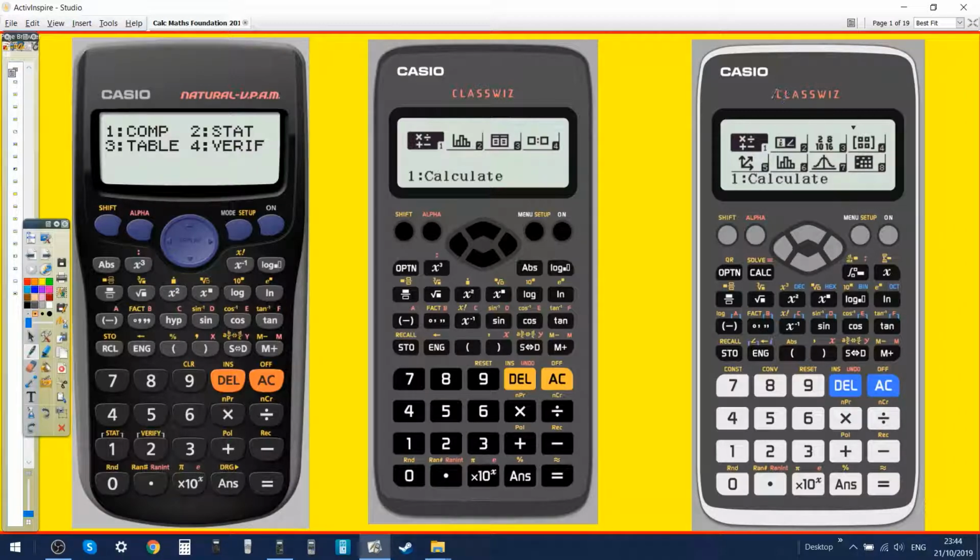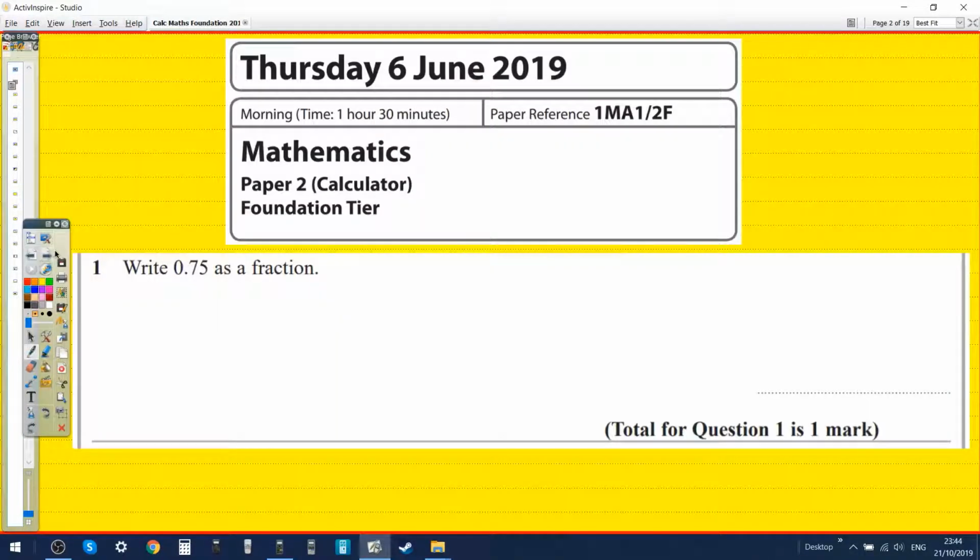991EX is its number. Your one, if you look up the top of your calculator, probably says 83 GTX or 85 GTX, something like that. So I will use the middle one. You can use any of these calculators and you'll be able to do it.